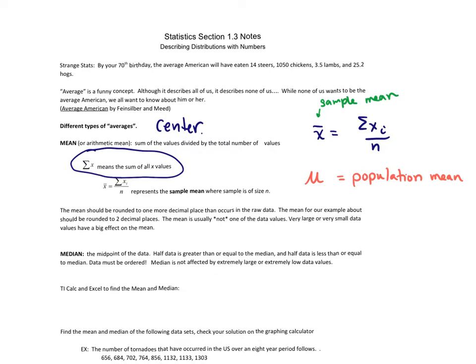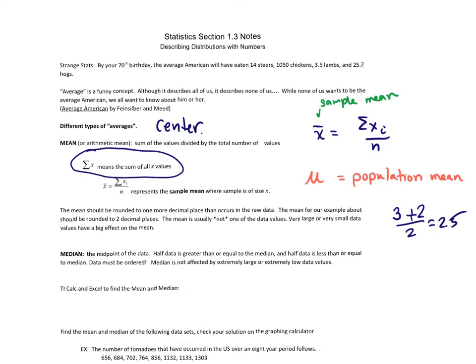That's the mean. Now just a couple things about the mean. It should be rounded to one more decimal place than occurs in the raw data. So if your data is to the nearest tenth, you should round your mean to the nearest hundredth. The mean is usually not one of the data values. That's pretty easy to think about, because if I have 3 kids and someone else has 2 kids, our average number of kids is 2.5. Well, that's obviously not a number that's going to appear in a data set.